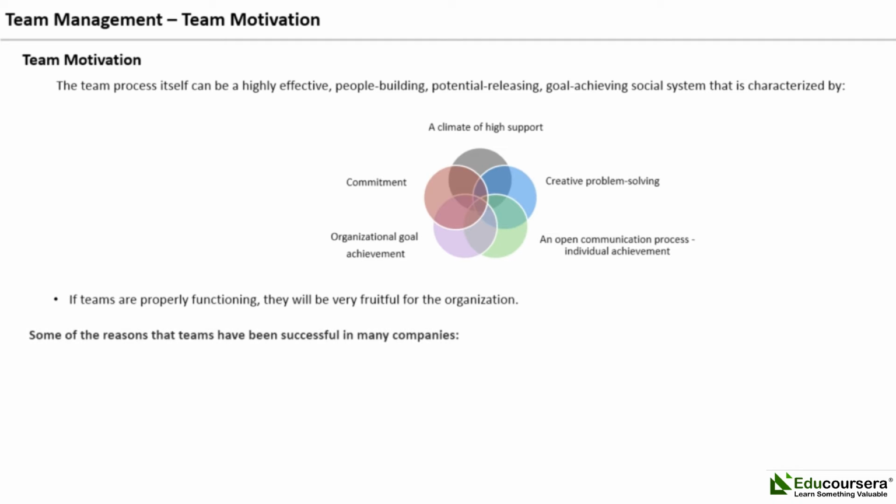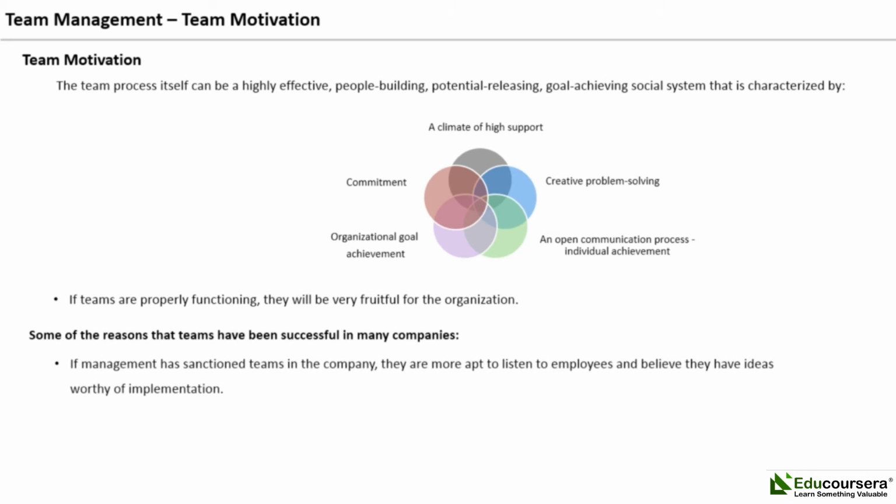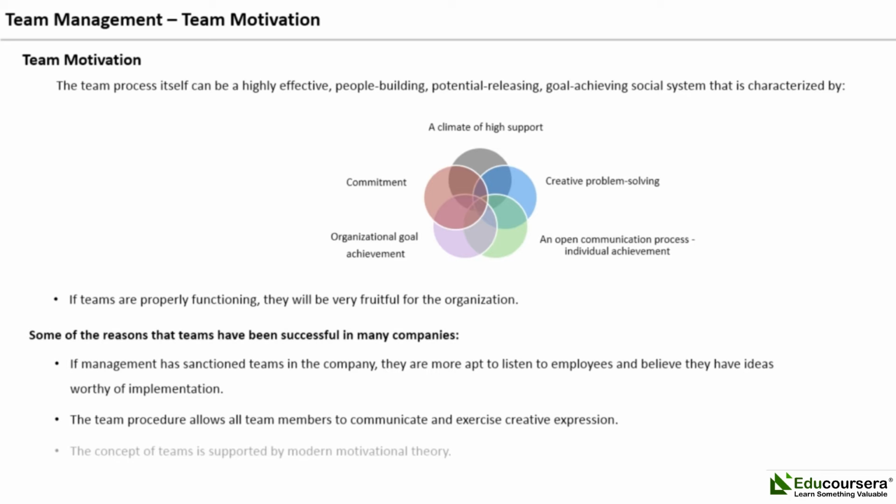Listed below are some of the reasons that teams have been successful in many companies. If management has sanctioned teams in the company, they are more apt to listen to employees and believe they have ideas worthy of implementation. The team procedure allows all team members to communicate and exercise creative expression. The concept of teams is supported by modern motivational theory.